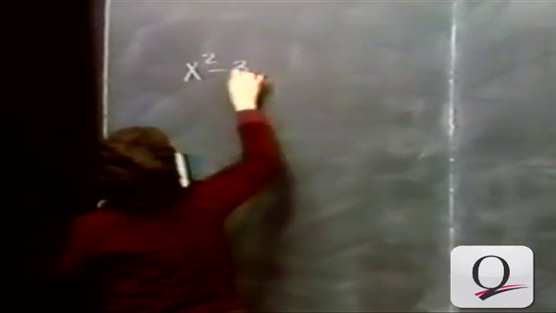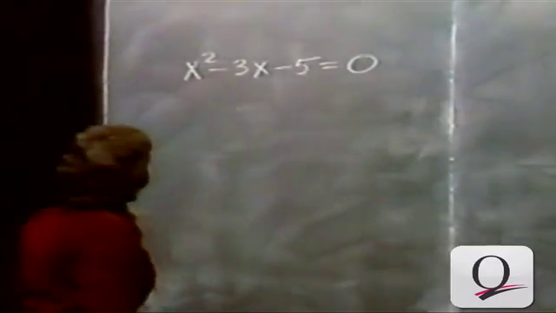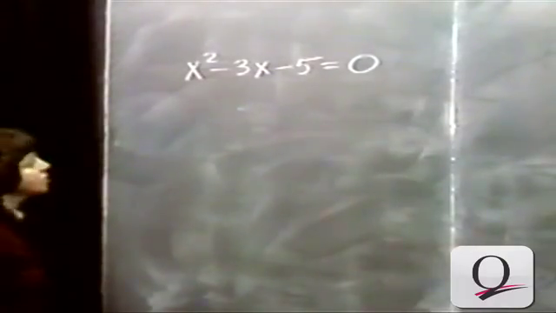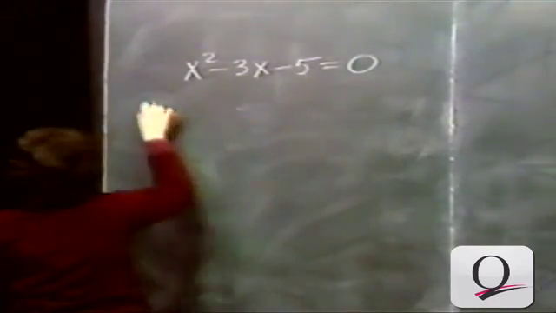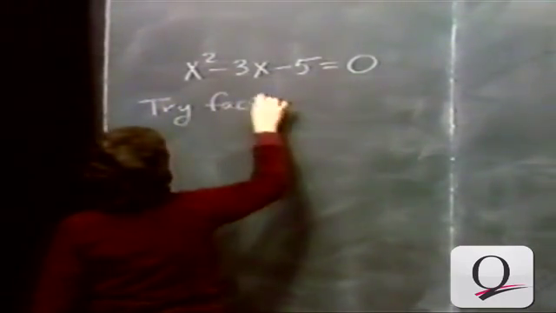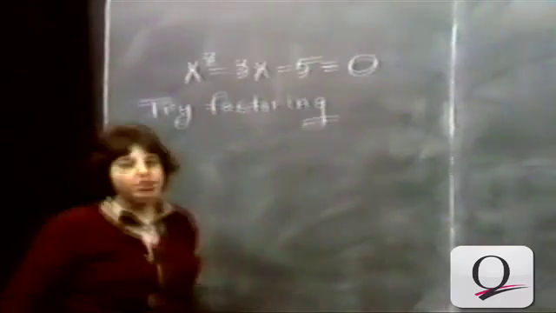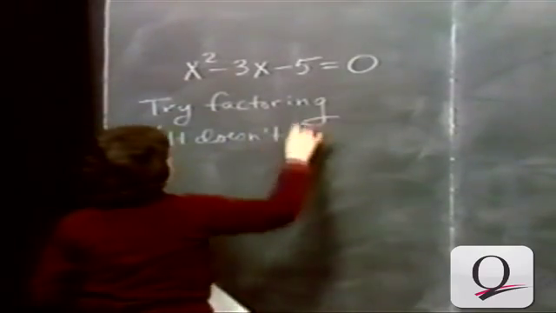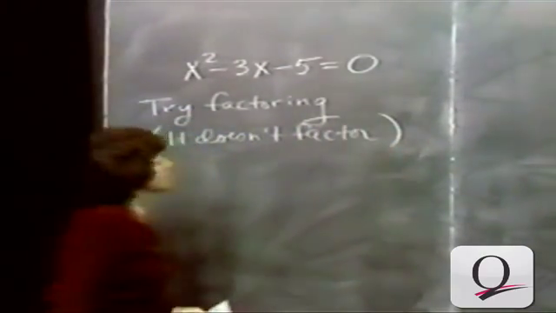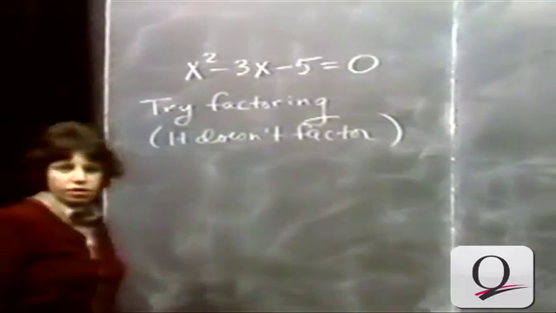Okay, let's look at this example. x squared minus 3x minus 5 equals 0. We try factoring, and we see that this does not work in this case. The question is which method to use here. We need two numbers which multiply to minus 5 and add to minus 3, and we can't do it. It doesn't factor over the integers. Okay, so that's out. Let's now try doing it by completing the square.